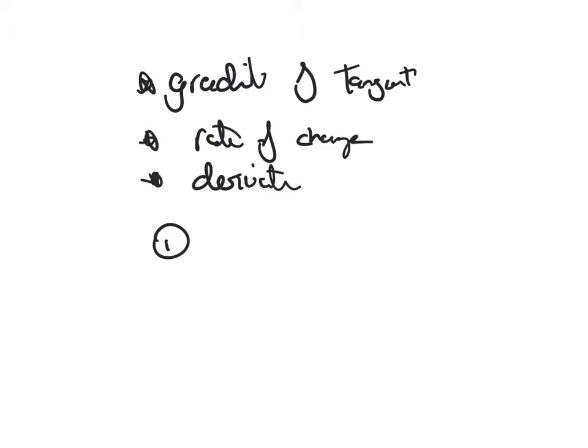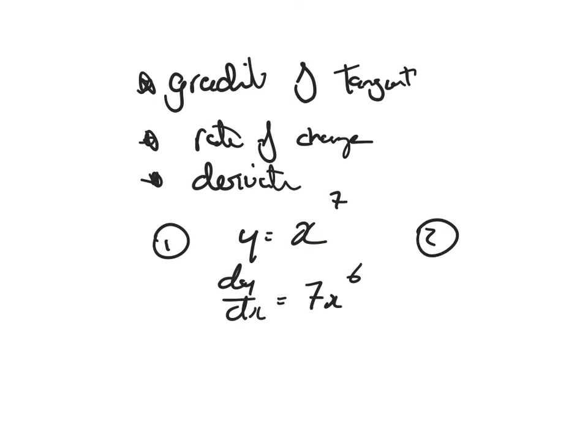So let's first of all differentiate y equals x to the 7. So bring the power down, multiply, take 1 away from the power, and that's 7x to the 6. If we're going to differentiate x to the 15, bring the power down, multiply, take 1 away from the power, that would be 15x to the 14.